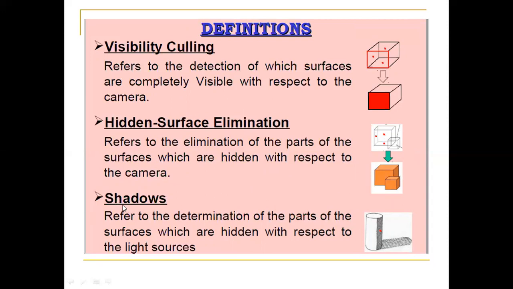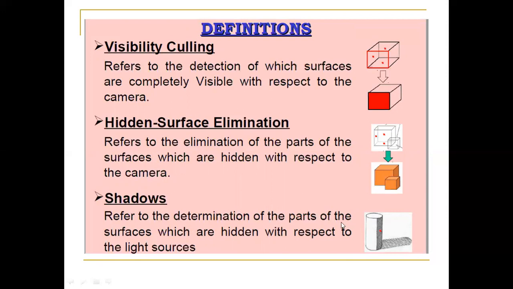So the next definition we have is shadows. So what is a shadow? It refers to the determination of the parts of the surfaces which are hidden with respect to the light source. So we get a shadow whenever there is a light falling on it, and we have the shadow formed. You can see here I have a glass, so I can see the shadow of the glass.